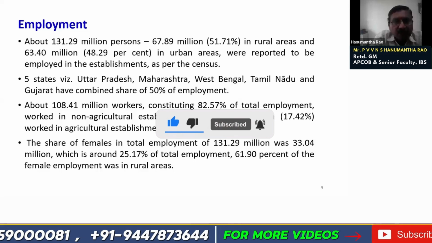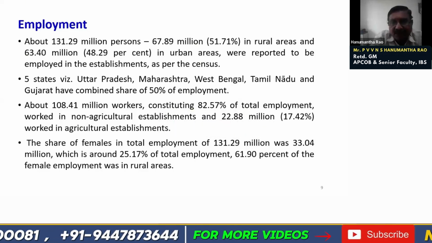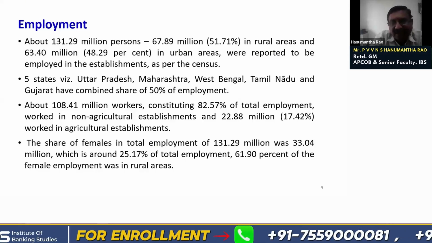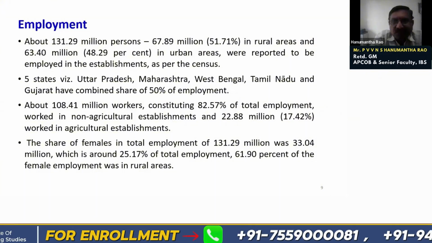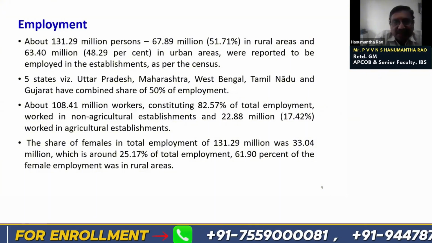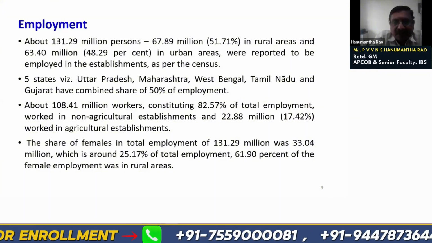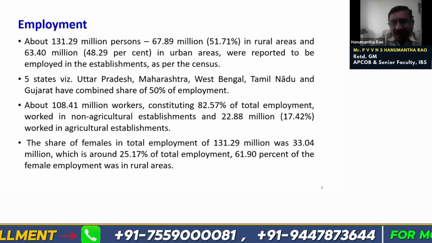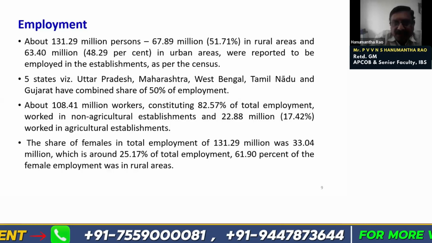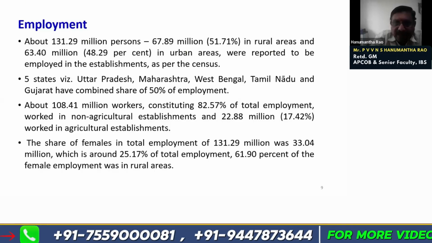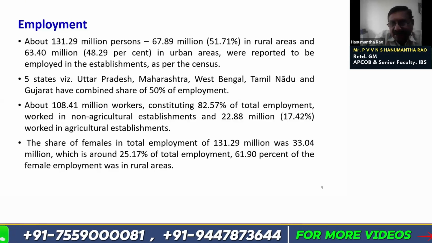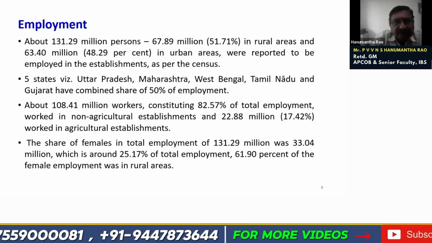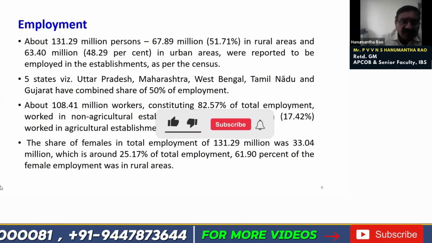About 108.41 million workers constituting 82.57% of total employment worked in non-agricultural establishments. Again, agriculture and non-agriculture. We are having non-agricultural establishments more, agricultural establishments less. So more people were accommodated in the non-agriculture sector, 82.57%, and with regard to the agricultural sector, 22.88 million persons were accommodated.